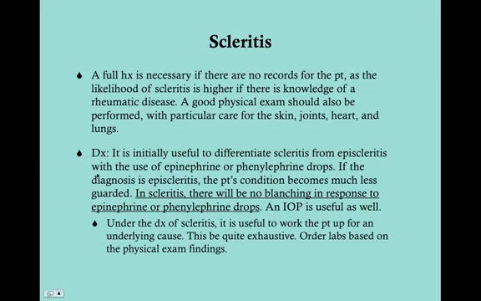So let's jump down here to the diagnosis. It's initially useful to differentiate scleritis from episcleritis with the use of epinephrine or phenylephrine drops, because if we find out that it blanches and it's indeed episcleritis, then it's kind of a relief and we don't need to call the ophthalmologist. However, in scleritis, there will not be blanching in response to these drops.